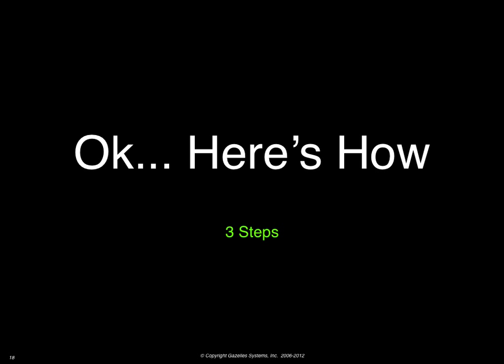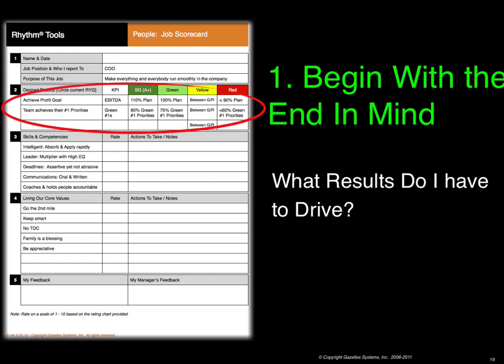So I've got 3 steps for you. The first step is begin with the end in mind. What results do I have to drive? So go back to the job scorecard that I did in part 1 and take a look at the success criteria for yourself. This is just an example of a COO position, but let's say this is yours.